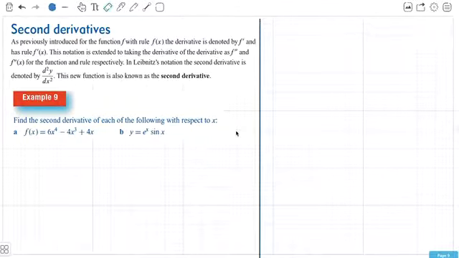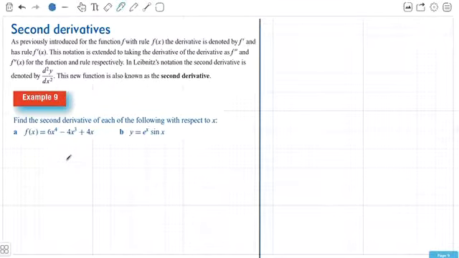In this section we're looking at second derivatives, and we also look at second derivatives in the next section as well with respect to points of inflection. But for now we're just looking at how to find the second derivative. Now it's really just another step on top of what we already know how to do.